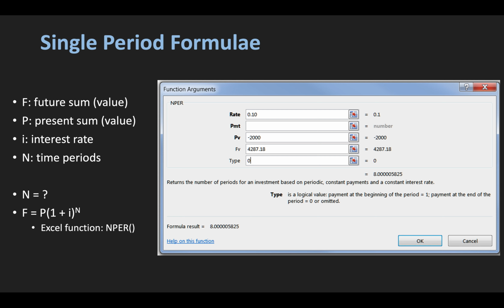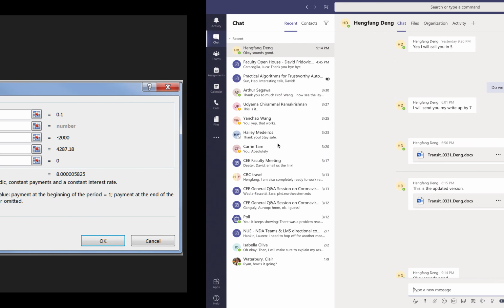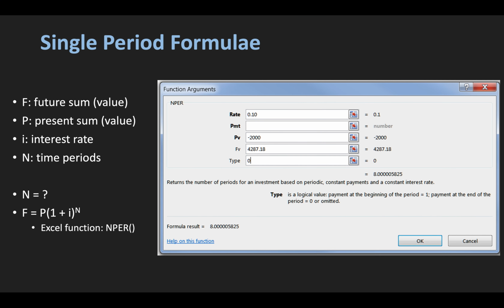Another function we are going to use is the NPER, right? So find out the number of periods. This one is actually a bit tricky to calculate by hand, so it's a good idea to just use Excel. So Excel is the same thing.